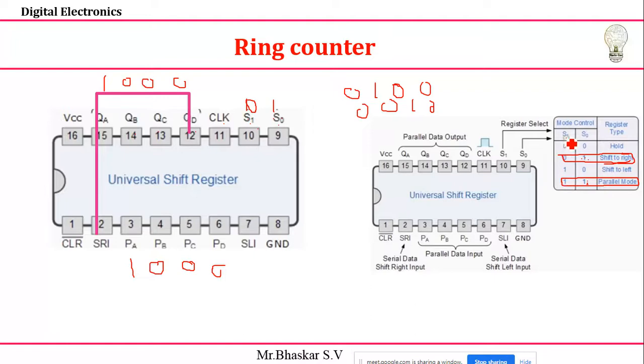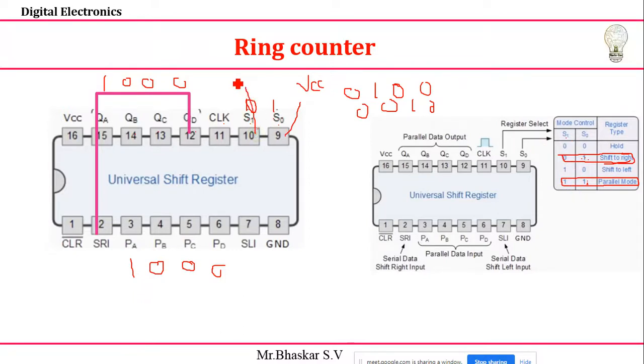Remember, S1 value 1 means I'm doing the parallel mode, parallel loading. S1 value 0 means I am doing the shift right. For that case, I am going to fix my S0 value to 1. 1 means I'll just connect it to VCC. Directly I can connect my S0 to VCC. I am only changing my S1 value, 0 or 1.